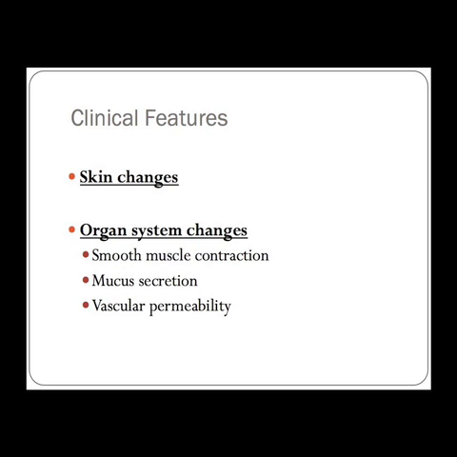In thinking about the clinical features that occur, it's quite useful to divide this response up into skin changes, such as angioedema and urticaria, and organ system changes, which result due to 3 important things happening. Smooth muscle contraction, resulting in constriction of airway and wheeze, and constriction of gut, resulting in diarrhea and vomiting; excess mucus secretion, further contributing to wheeze and causing rhinoconjunctivitis; and increased vascular permeability, which of course contributes to everything.